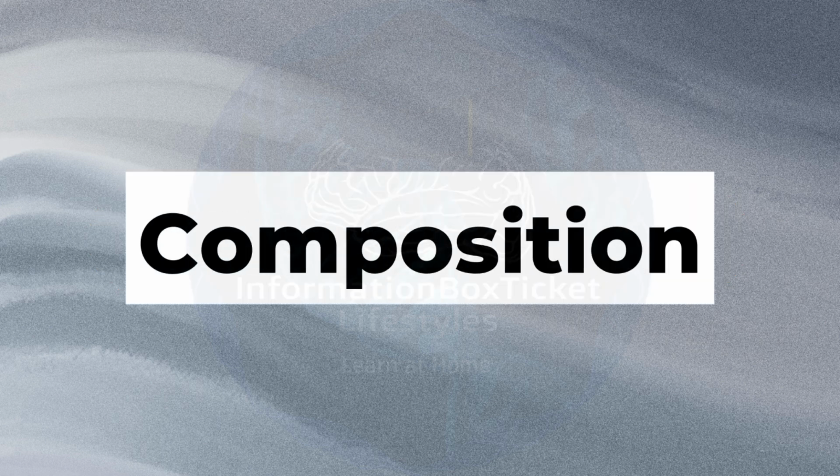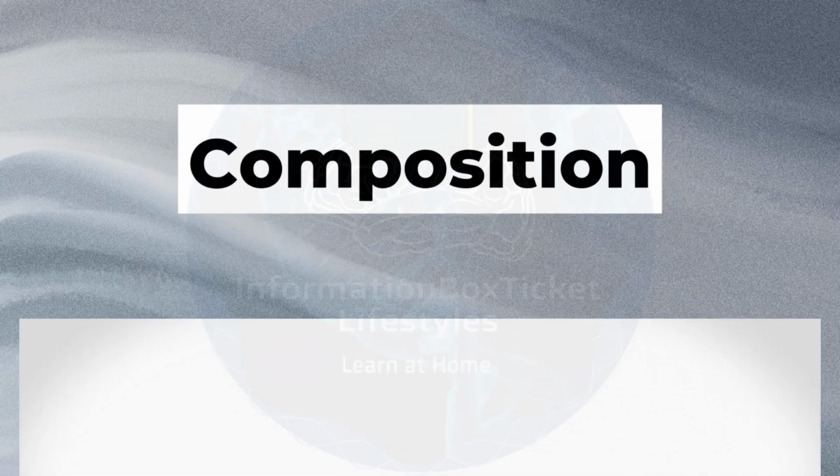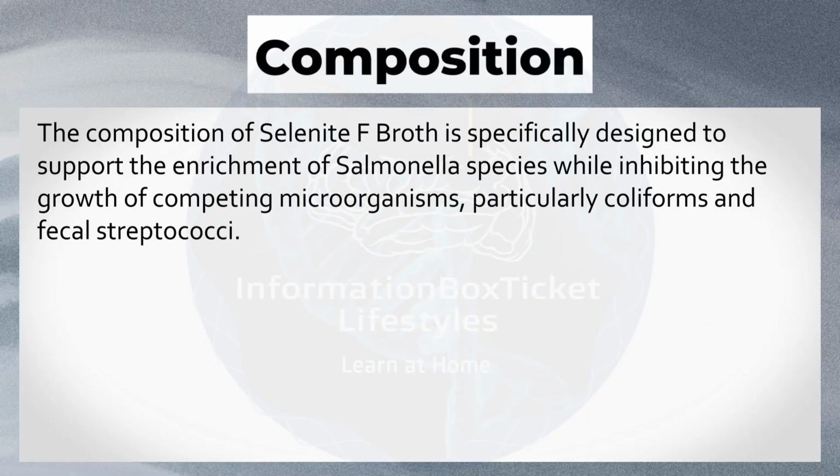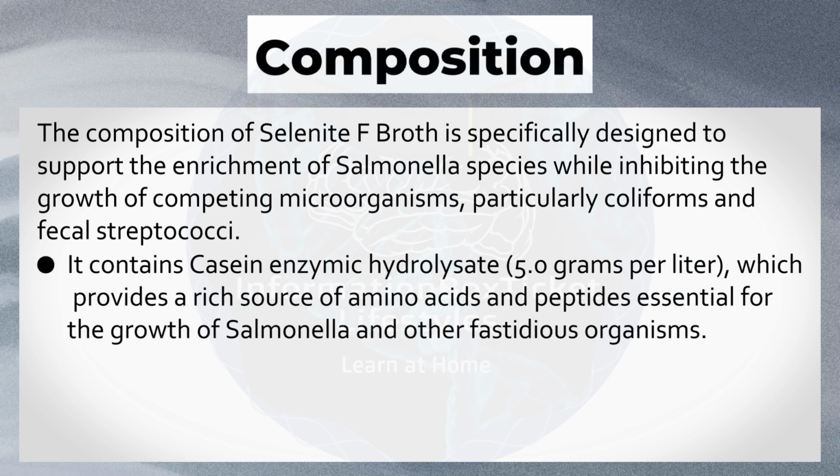Composition of Selenite F broth. The composition of Selenite F broth is specifically designed to support the enrichment of Salmonella species while inhibiting the growth of competing microorganisms, particularly coliforms and fecal streptococci. It contains casein enzymic hydrolysate, 5.0 grams per liter, which provides a rich source of amino acids and peptides essential for the growth of Salmonella and other fastidious organisms.